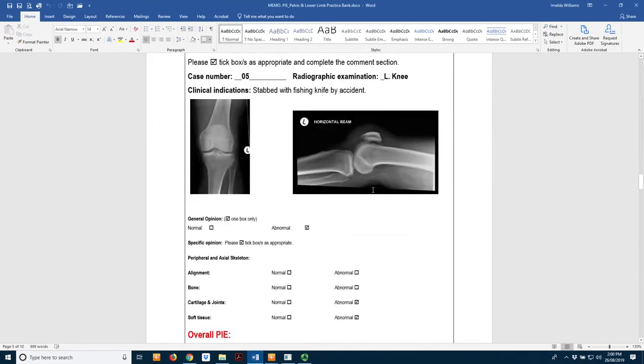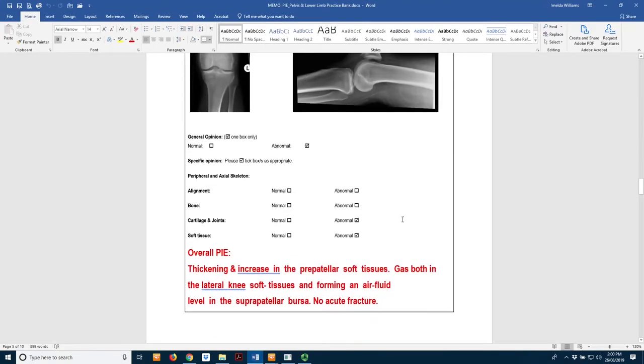So for this case then, it's clearly abnormal. There's nothing wrong with the alignment of the bone. The knee has been affected, so that's why the cartilage and joint shape is abnormal, and then the soft tissue is abnormal. So the overall PIE is that there is thickening and increase in the pre-patellar soft tissue of the left knee. There's gas both in the lateral knee soft tissue as well as forming an air fluid level in the suprapatellar bursa. However, there is no acute fracture.